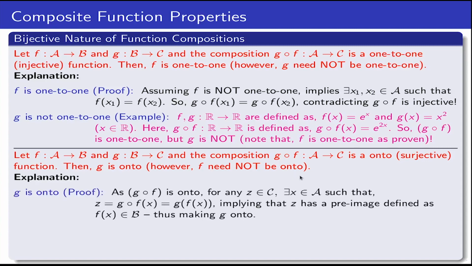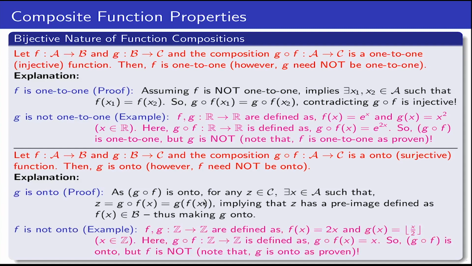Similar lines we can prove that if g∘f is onto, then for any z, I should get a pre-image such that z becomes g∘f of x, so g of f(x). Now if this is the case, z equals g of f(x), it implies that z has a pre-image called f(x) in g. So for every z I have an f(x) in g. What is f(x)? f(x) is just a pre-image from the set B. So therefore g is onto. For an arbitrary image I have an f(x) element in g.